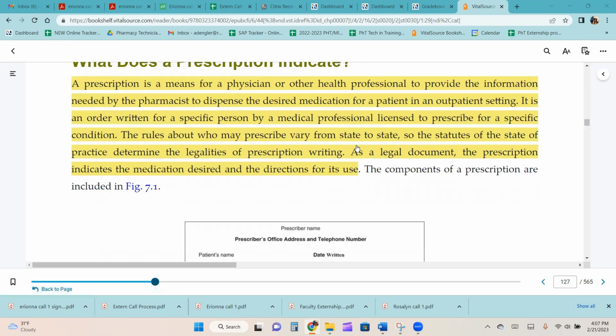A prescription is a means for a physician or other health professional to provide the information needed by the pharmacist to dispense the desired medication for a patient in an outpatient setting. It is an order written for a specific person by a medical professional licensed to prescribe for a specific condition. The rules about who may prescribe vary from state to state, so the statutes of the state of practice determine the legalities of prescription writing. As a legal document, the prescription indicates the medication desired and the directions for use.